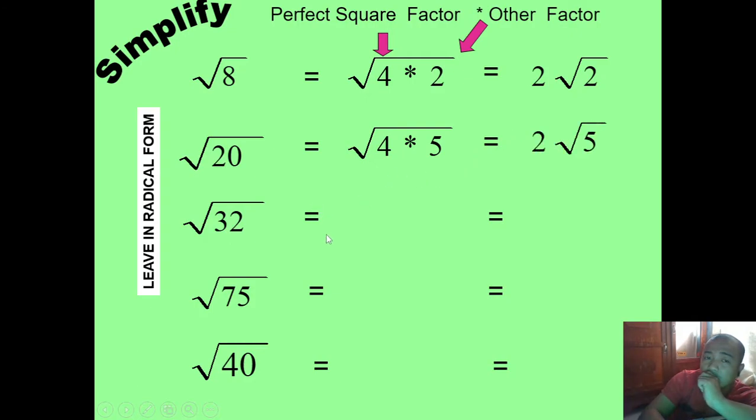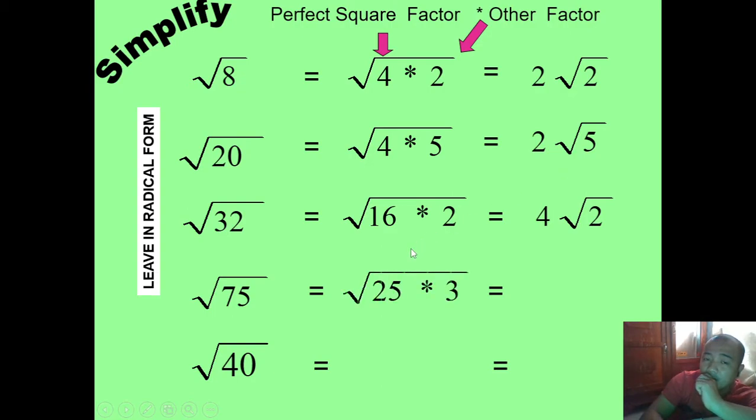Now, in square root of 32, think of the factors of 32 in which one of its factors must be a perfect square factor. 16 times 2, correct? So that square root of 16 is 4 square root of 2. The other factor cannot be simplified anymore, so it stays inside the radical sign. So it's still the radicand.